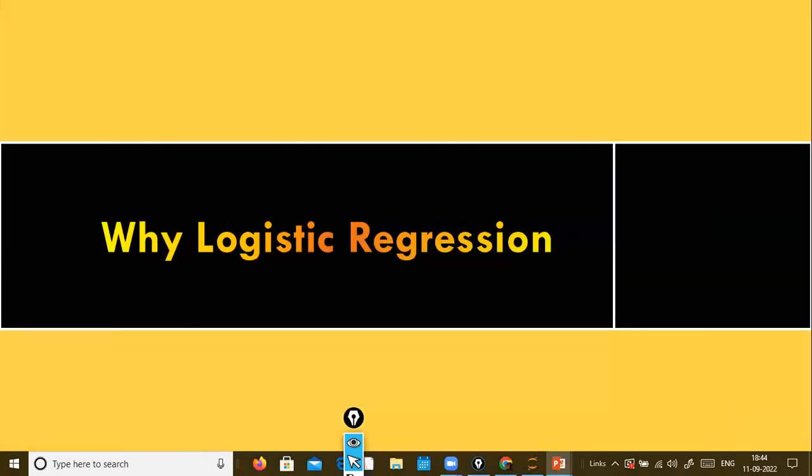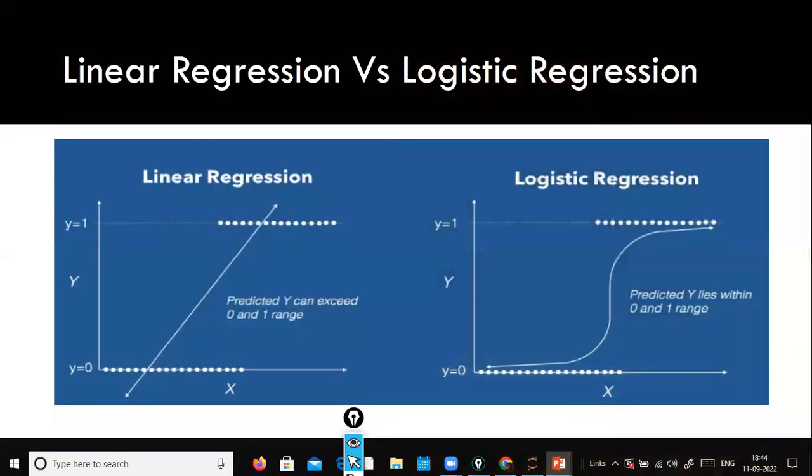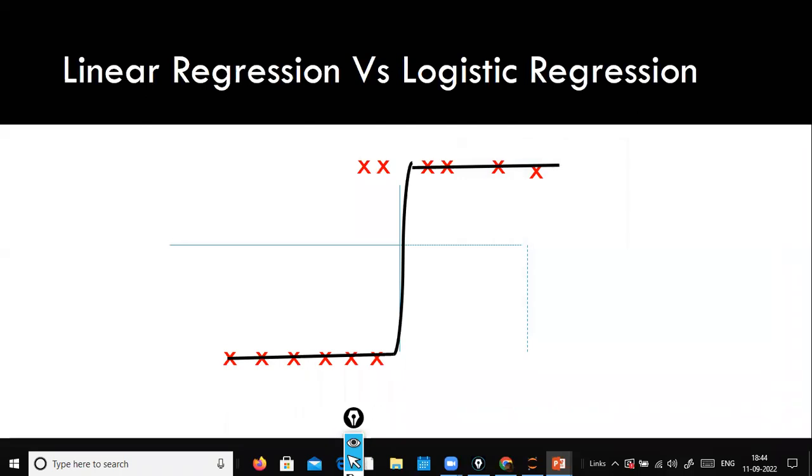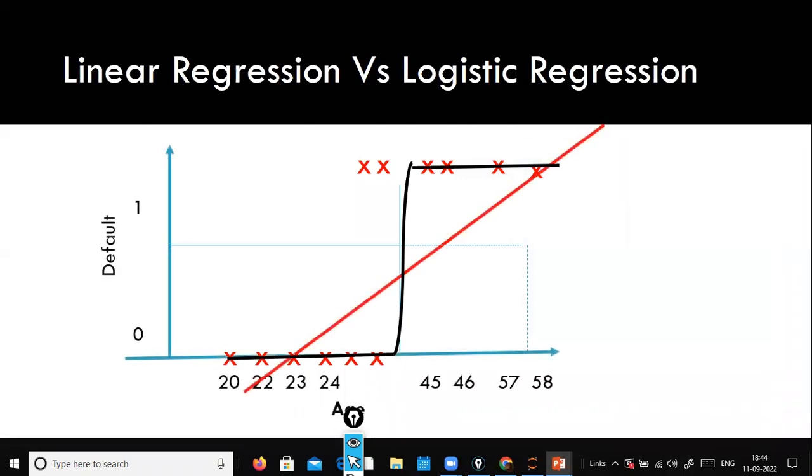Okay, so now the question is, why logistic regression? Why not linear regression to solve this classification problem? So that is what we are going to take a look at now.